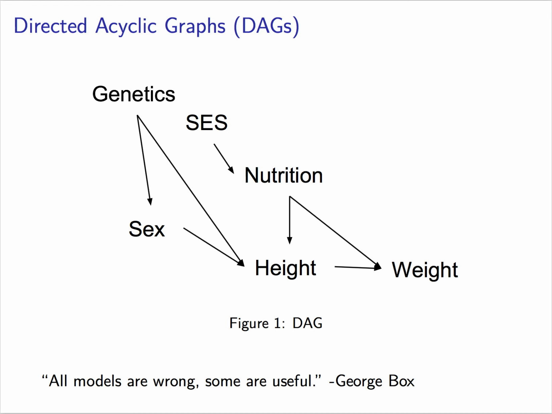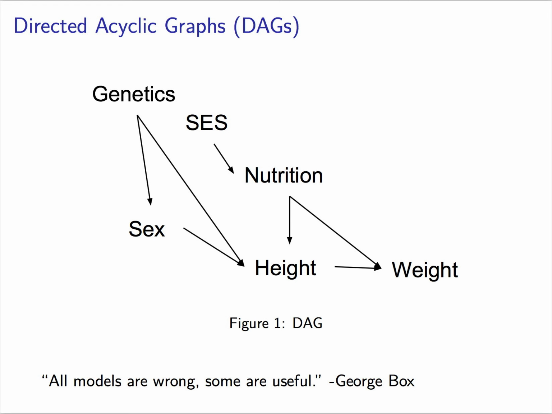So let's talk a little bit about directed acyclic graphs, or DAGs. A DAG is a planning tool used to develop your model before you start collecting data. It's a nice way to visualize how you think the biological system works. It can be a useful tool for sharing complicated models with others. It doesn't require any equations or anything like that.